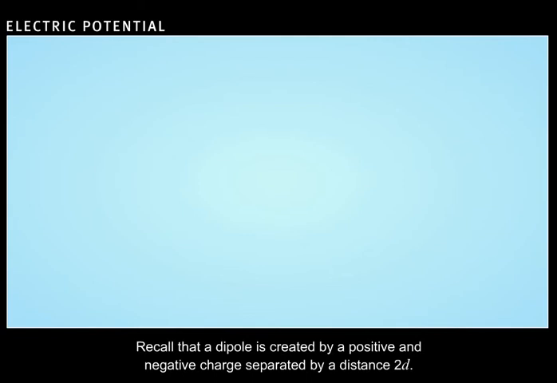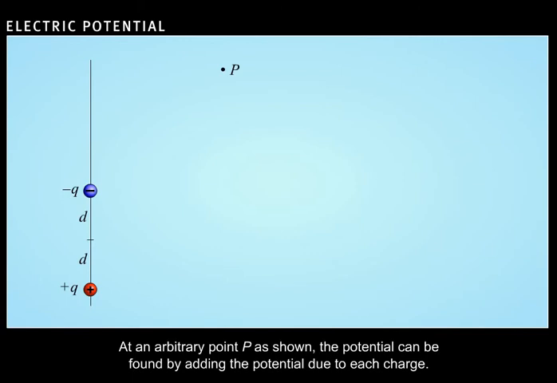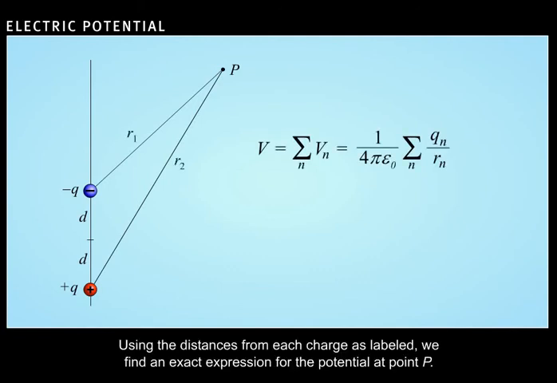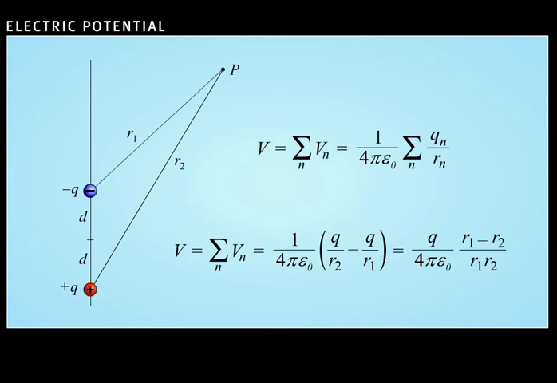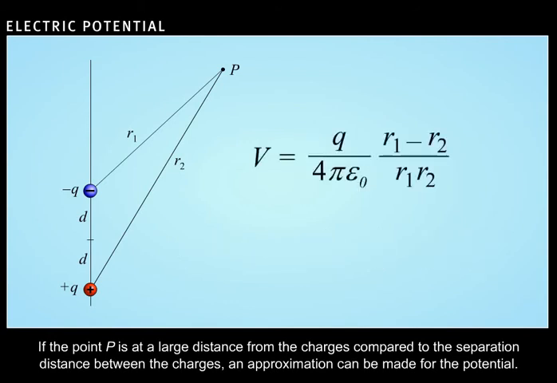Recall that a dipole is created by a positive and negative charge separated by a distance 2d. At an arbitrary point P as shown, the potential can be found by adding the potential due to each charge. Using the distances from each charge as labeled, we find an exact expression for the potential at point P. If the point P is at a large distance from the charges compared to the separation distance between the charges, an approximation can be made for the potential.